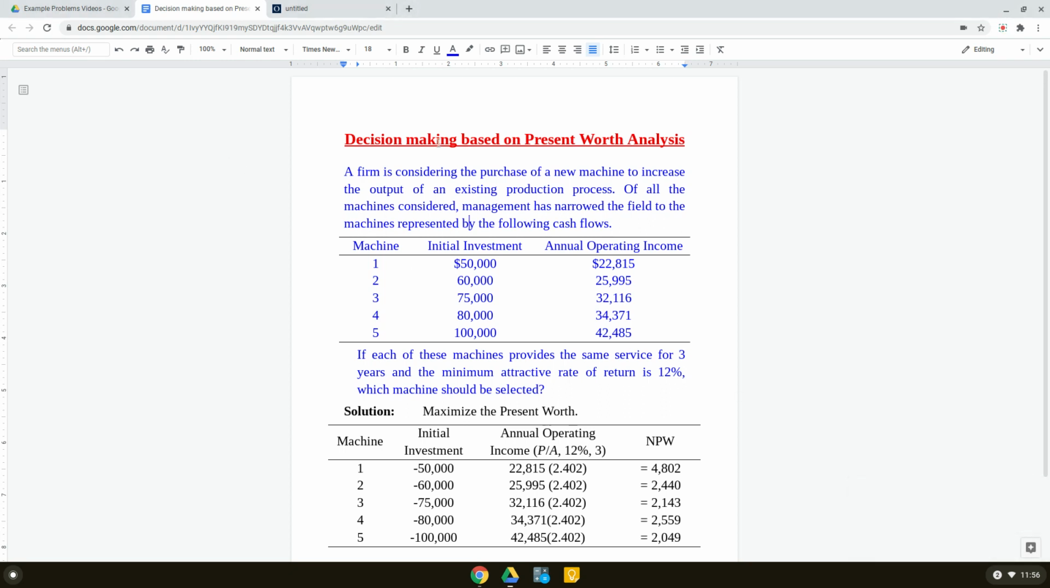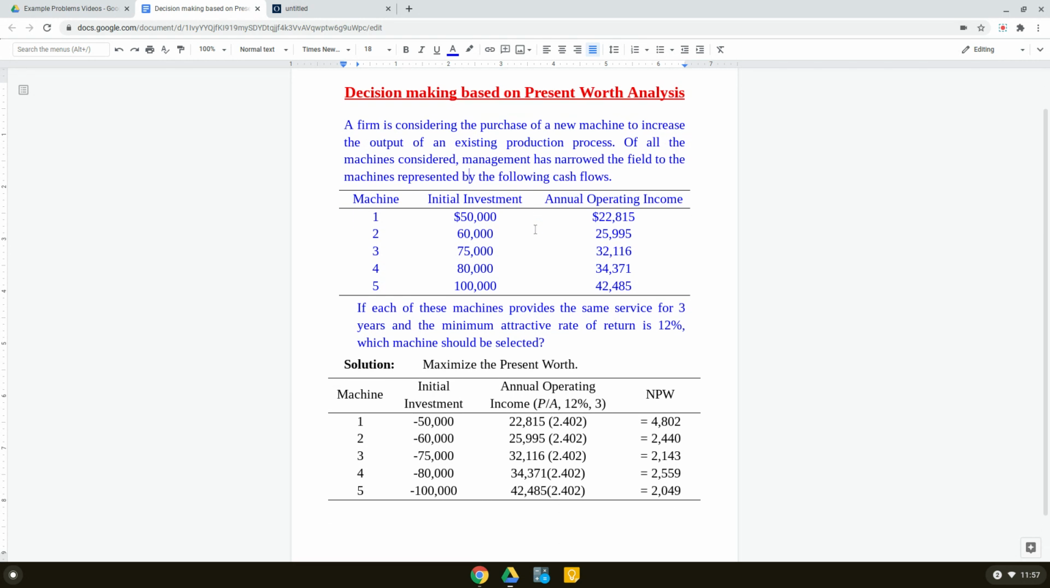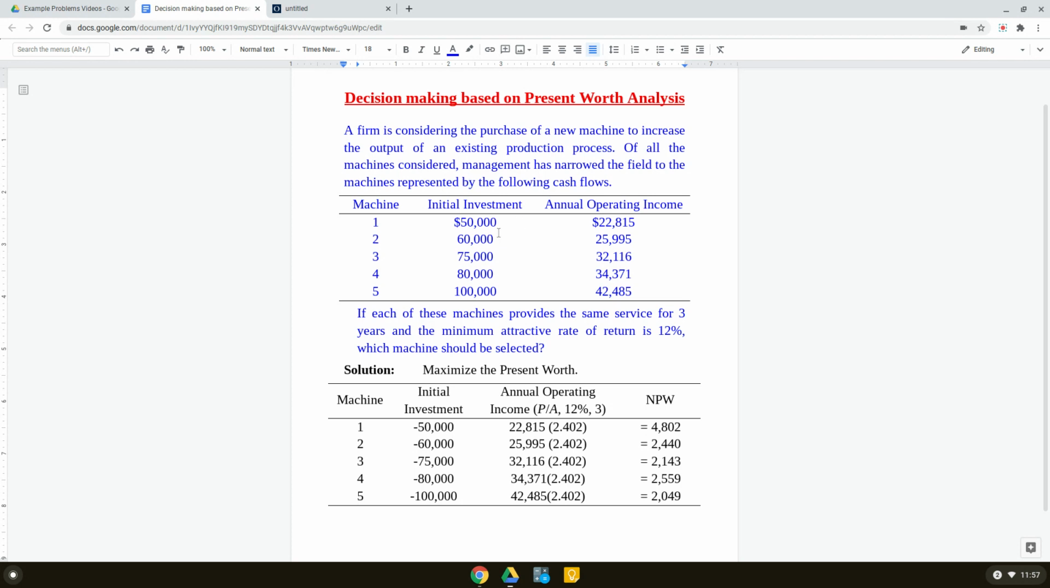In this video, we are going to talk about how to make right decisions based on present worth analysis. So many times we have multiple choices or multiple alternatives to select from, and we have to select the best alternative, the most profitable alternative. So in those cases, what we can do is we can analyze each alternative from the economic point of view.